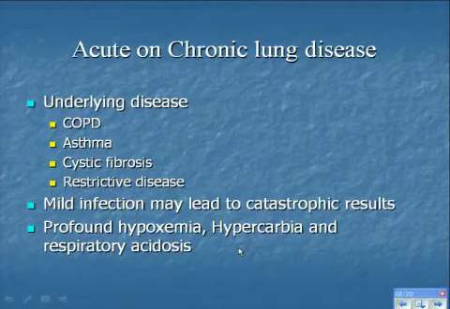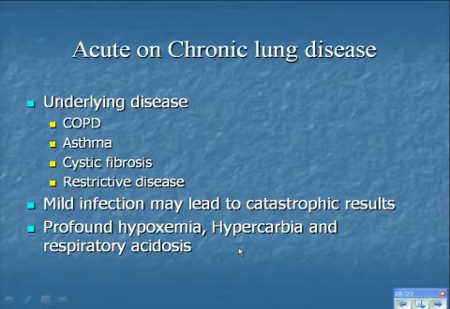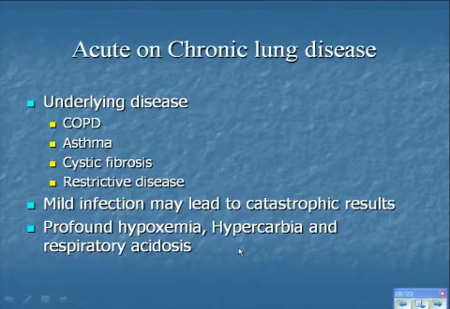Acute on chronic, of course, you look at the underlying disorders of each of the chronic lung diseases like COPD, asthma, cystic fibrosis, and other forms of restrictive disease. Usually then a mild infection will attack these individuals and it'll have catastrophic results. So you'll see this if you worked in the medical ICU units. These are the patients you would tend to see.